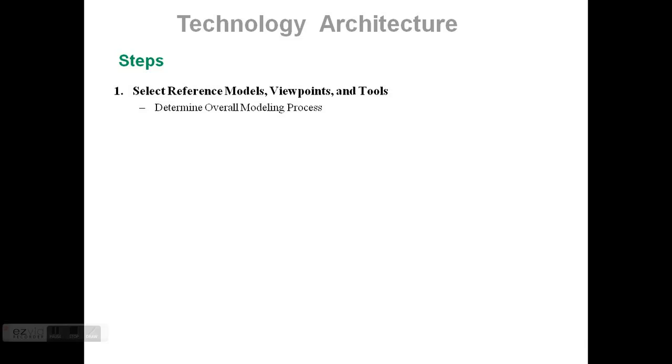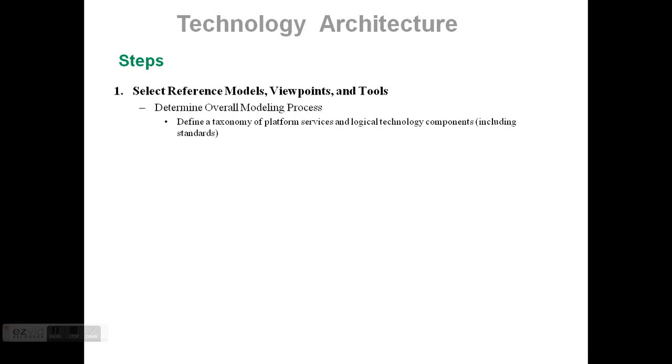Within this, we could probably split this big step into smaller minor steps. First is to determine the overall modeling process. For each viewpoint, as we mentioned before, we select the models needed to support the specific view required using the selected tools or method. We need to ensure that all stakeholders' concerns are covered. If they are not, then we create new models to address those concerns or augment existing models.